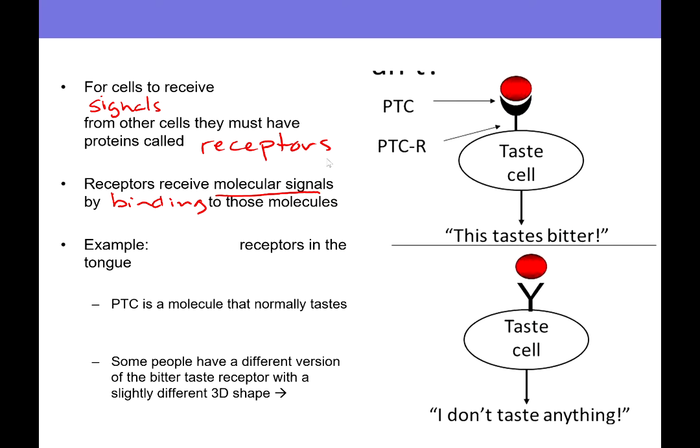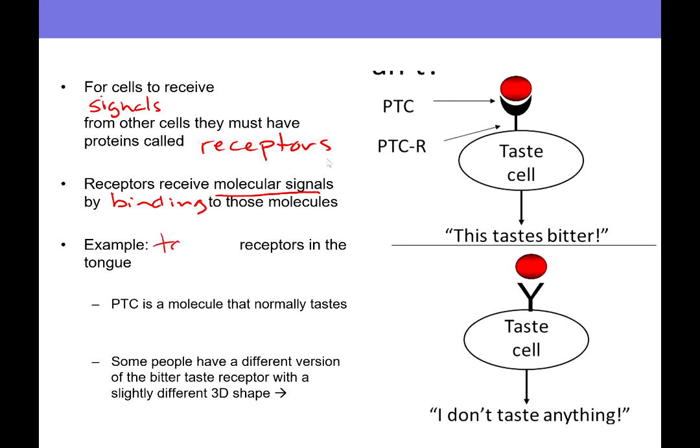So for example, insulin. Insulin has an insulin receptor on the cells that respond to insulin. Things like pressure or temperature have different kinds of receptors, so they don't necessarily attach to a molecule. But for those molecular signals, we have receptors that bind to those molecules to receive the signal.